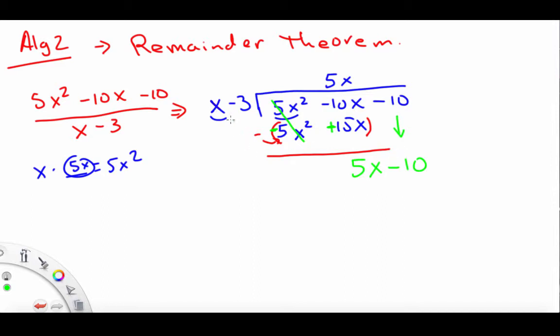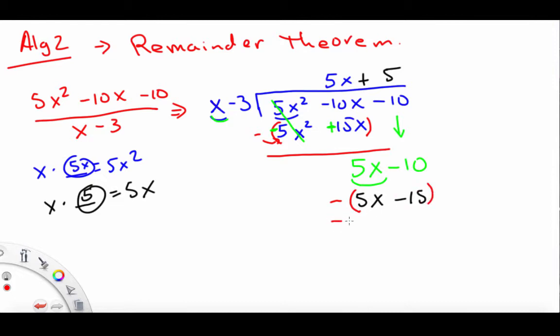Now we repeat the process. The outer into our first term, 5x. Let's pick black. x times what will give me 5x? I can do x times 5, so we put positive 5 on top. 5 times negative 3 is negative 15. 5 times x is positive 5x. Then we subtract, but we have to put parentheses to get a new result.